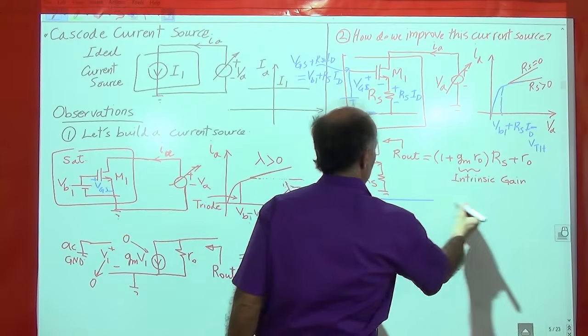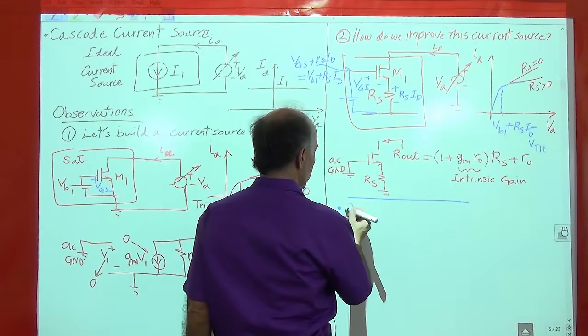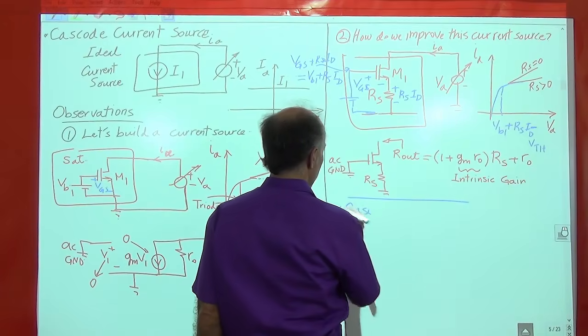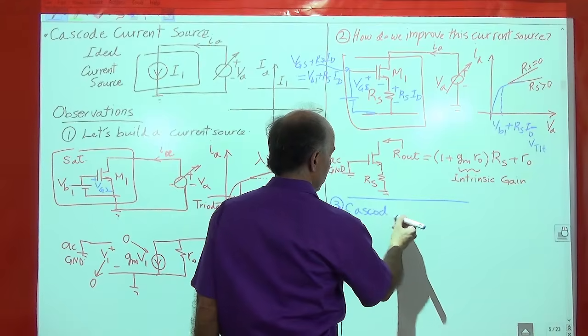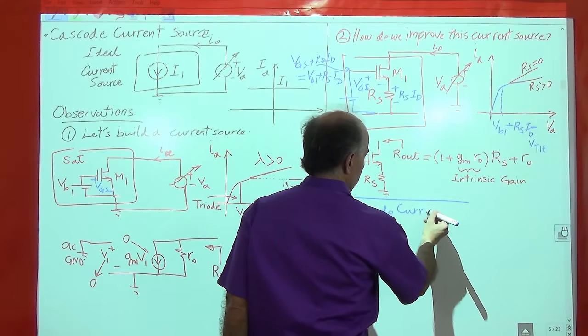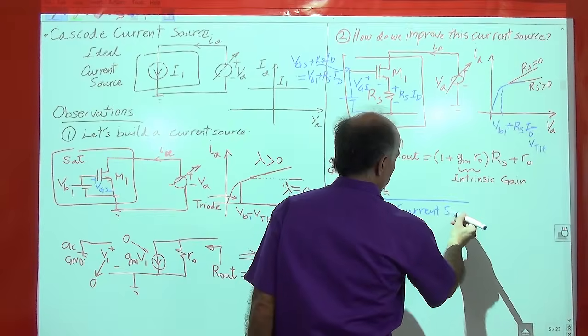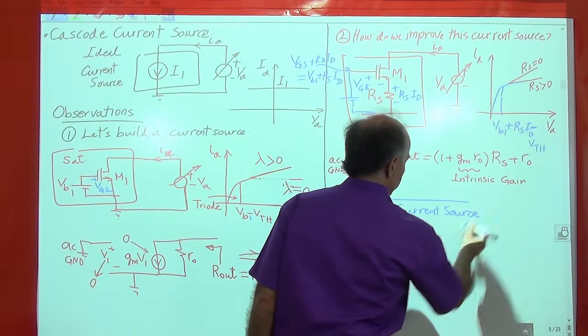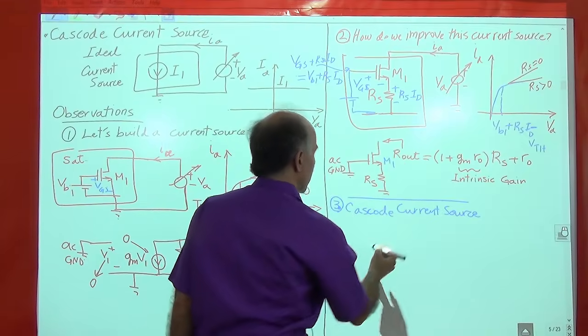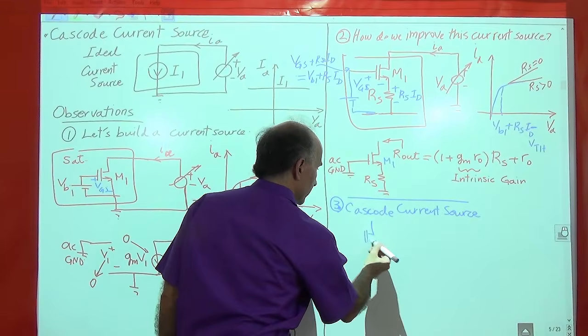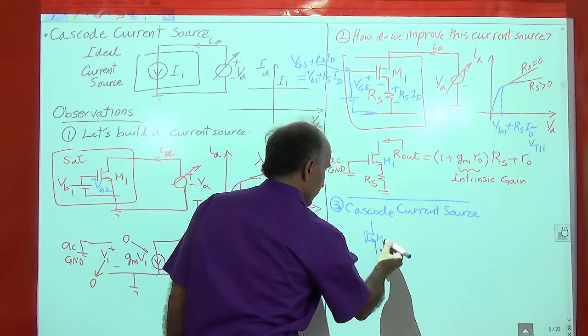So that brings us to the cascode current source. So that's observation number 3, cascode current source. Okay, so I'm going to take this device, which I called M1, and degenerate it by another transistor.